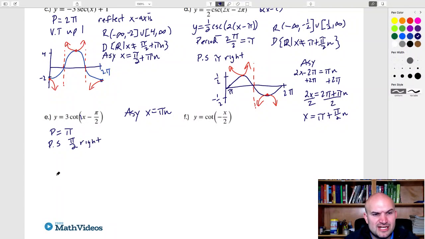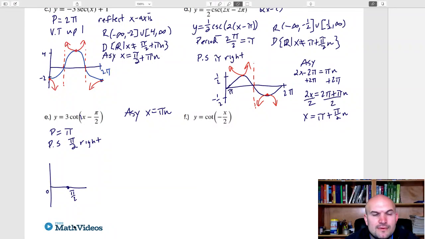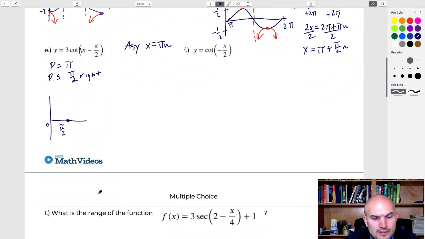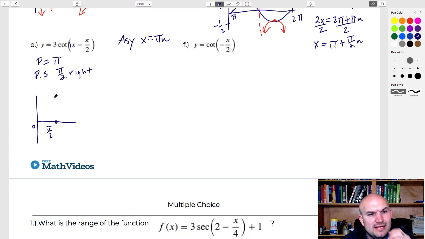All right, so let's go and sketch the initial period here, just so you guys can see it. So the initial period is actually, if this was 0, then this would be at pi halves. Actually, let's move that over. Let's put it over here. And then we're going to have an asymptote here at pi. And the graph looks something like this.